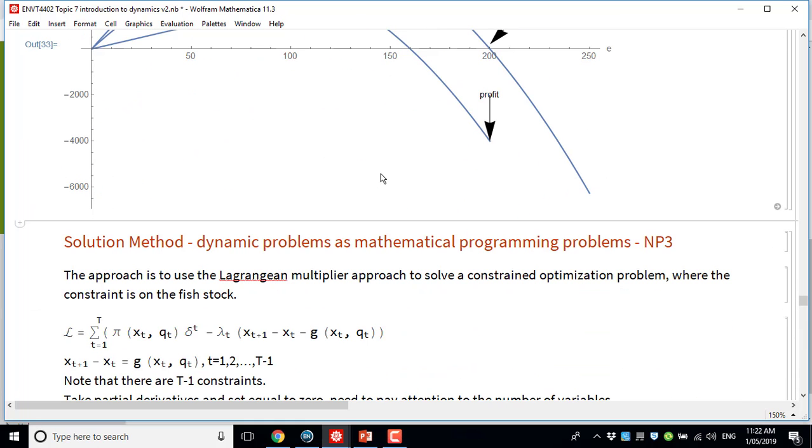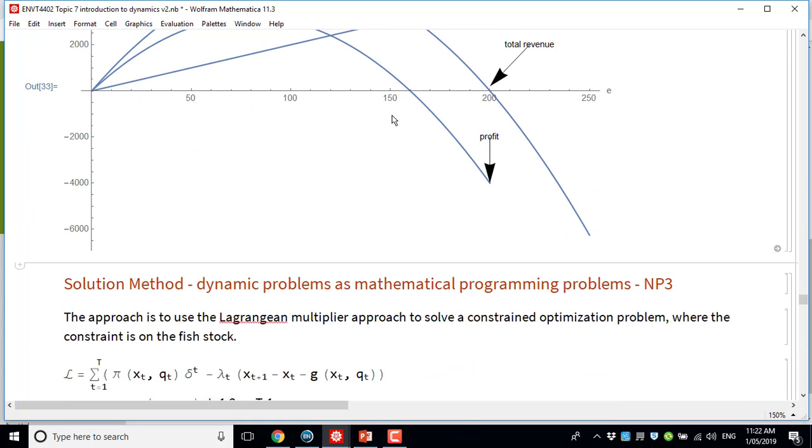Okay, so that's up to there is fisheries economics, 1950s, 1960s, based around the static model of fishing and based around the yield effort curve.